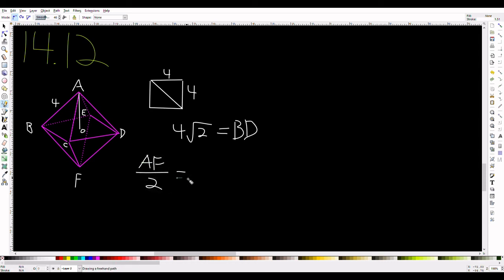And how would we find AF over 2? How do we find AO? Well, we would make ourselves a right triangle with AOB. And that would give us a hypotenuse of AB. And we already know what BO is because it's half of BD. You see why we found BD first? Very clever.